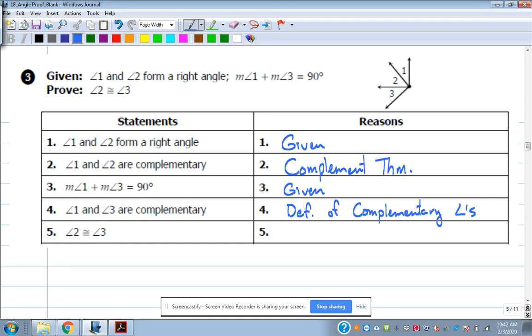Okay, and then what do we know now? Look at all the statements that we have. Go back to the start. We have number 1 that was given, that they form a right angle, and number 2, the result of that was that 1 and 2 are complementary angles. And then all this work here got us to angle 1 and 3 are complementary. Angle 1 is complementary with 2. Angle 1 is also complementary with 3. And then 5 says 2 and 3 are complements.